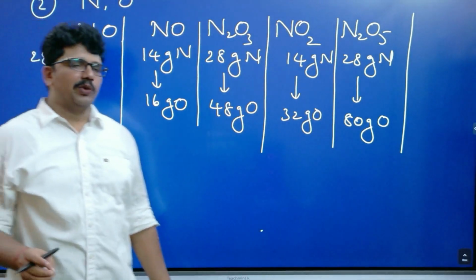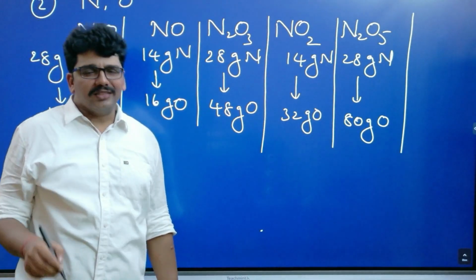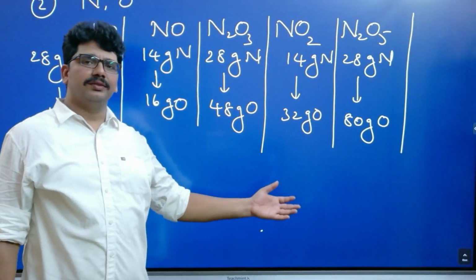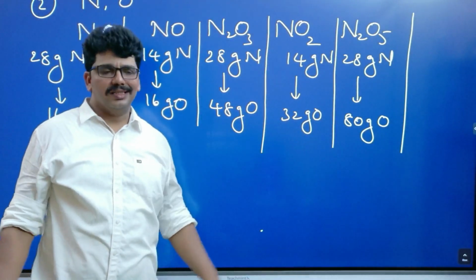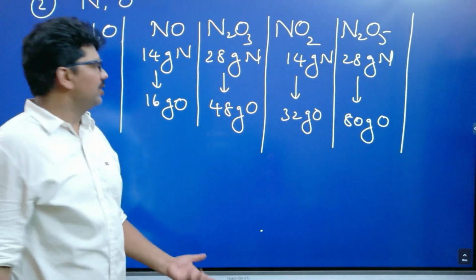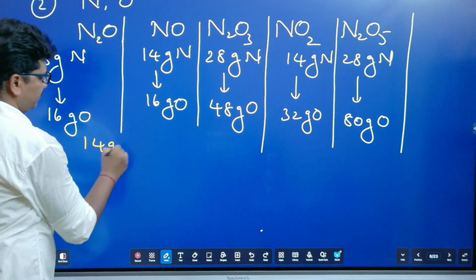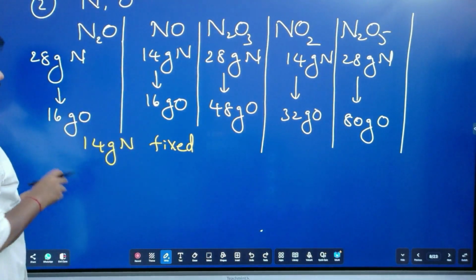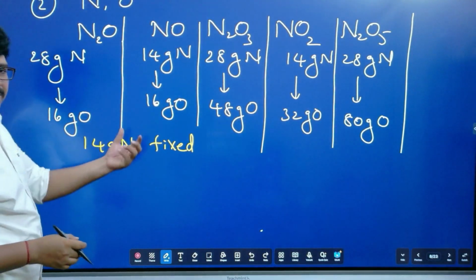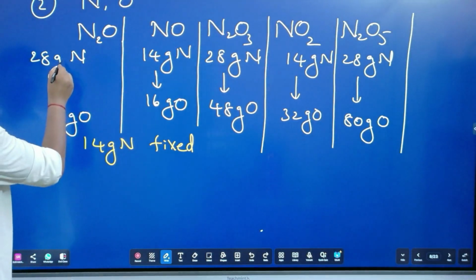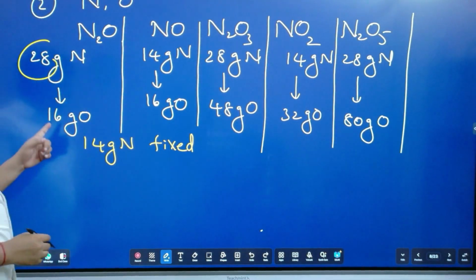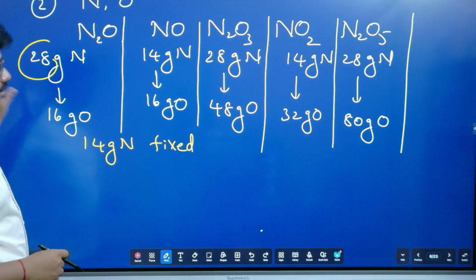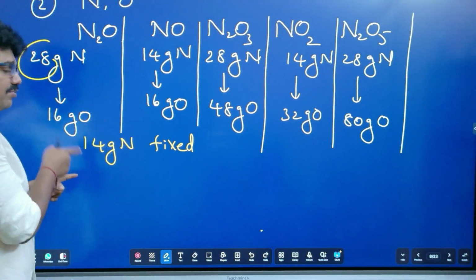According to the law of multiple proportion, for a fixed mass of one element, the ratio of masses of the other element in all the compounds is a simple whole number ratio. I will take 14 grams of nitrogen as fixed. Now we should find the mass ratio of oxygen for 14 grams of nitrogen. Here 28 grams of nitrogen is combined with 16 grams of oxygen, but we want 14 grams of nitrogen. So here I am taking nitrogen as fixed.